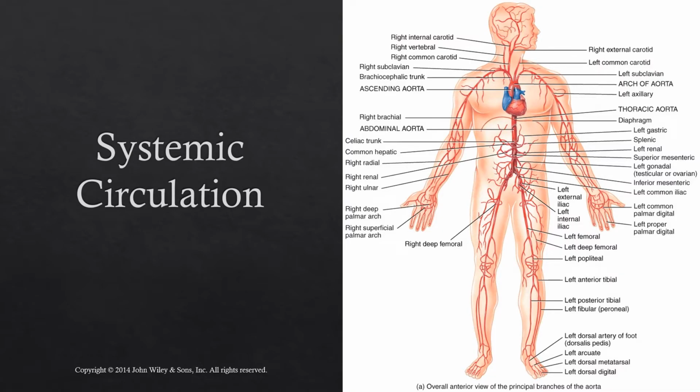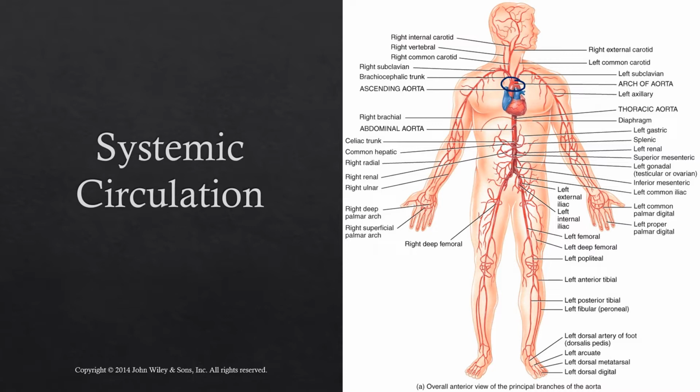So the systemic circulation carries oxygen and nutrients to body tissues and also removes carbon dioxide and other wastes, as well as heat, from tissues. All systemic arteries are going to branch from the aorta, so right here. And then deoxygenated blood is going to return to the heart from systemic veins.